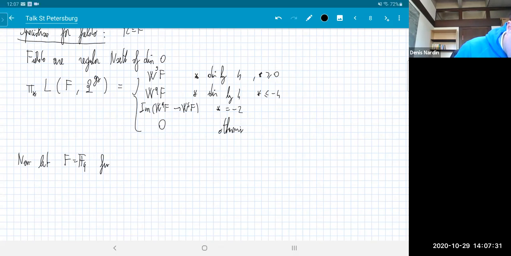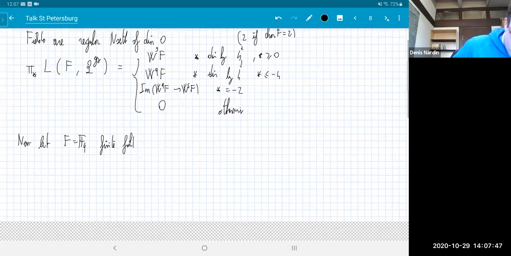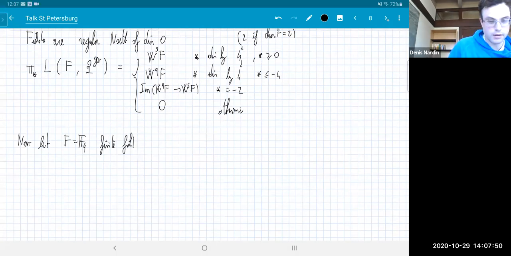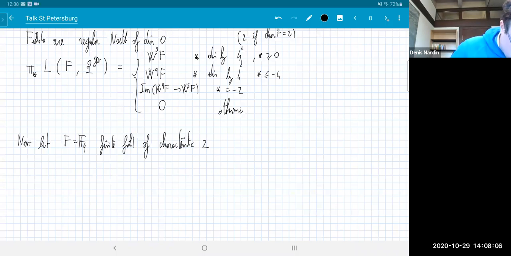So now let F_q be a finite field. Oh, sorry, this is divisible by four, or by two if char F is two. Because the classes congruent to two mod four are actually the antisymmetric Witt group, which coincides with the Witt group when the field has characteristic two and is zero when the field has characteristic different from two. But we are interested in fact in characteristic two.